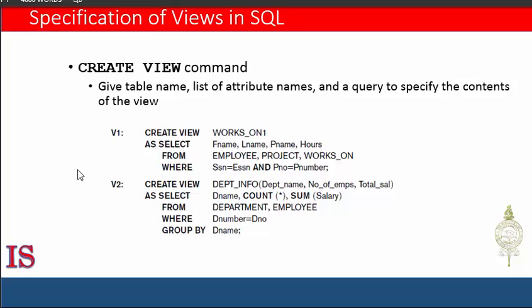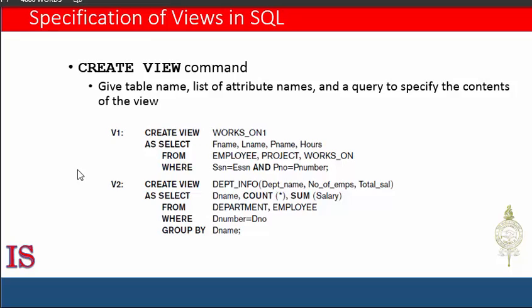And P number equal to P no. P number is probably the project number in the project table, and P no is probably the project number in the work zone table. And so that joins these three tables together. So there's a view. Here's another view.